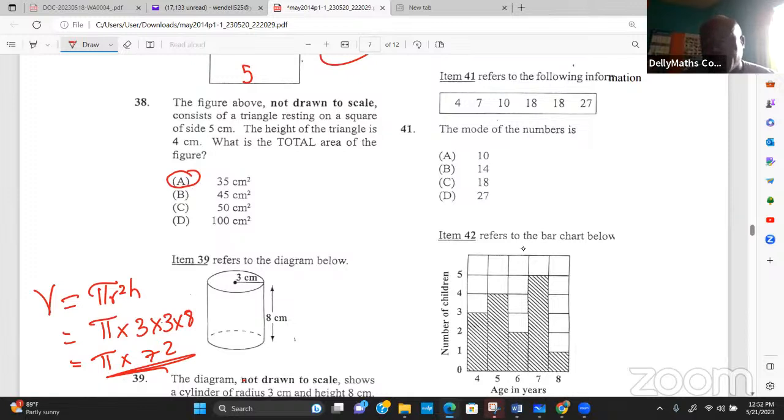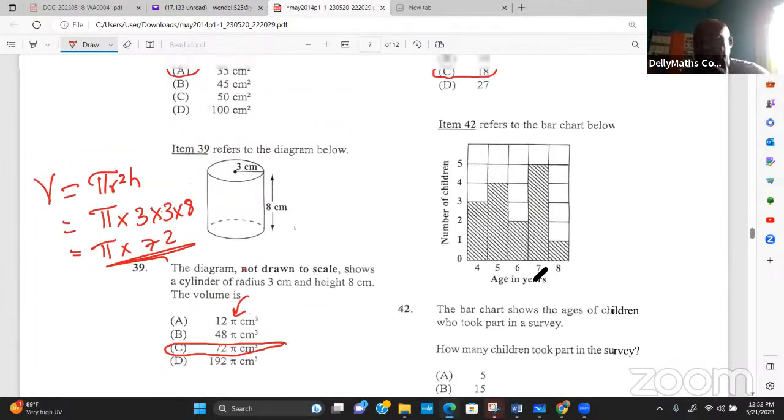Item 41. 4, 7, 8, 4, 7, 10, 18, 18, 27. What is the mode of the numbers, right? The mode of the numbers is what? The most frequently occurring number up here is 18. The mode is always the most frequently occurring score. So we have 18 here. Moving on.